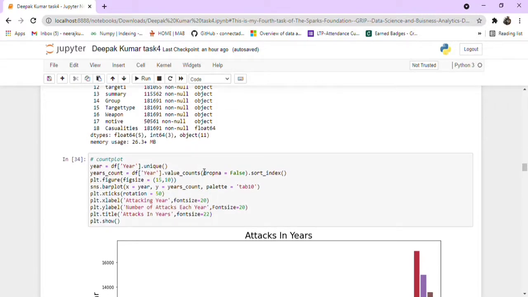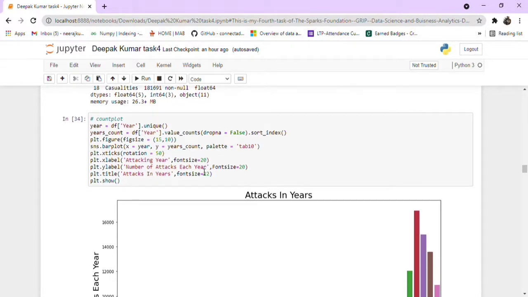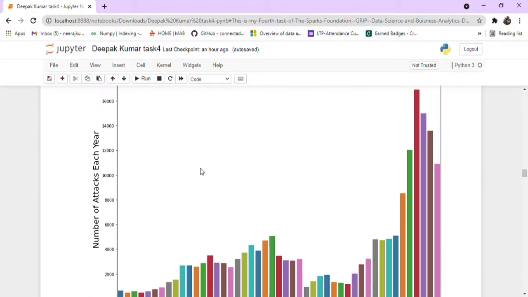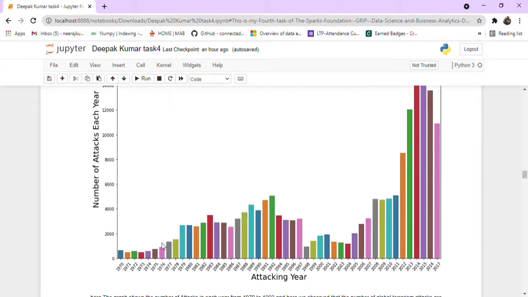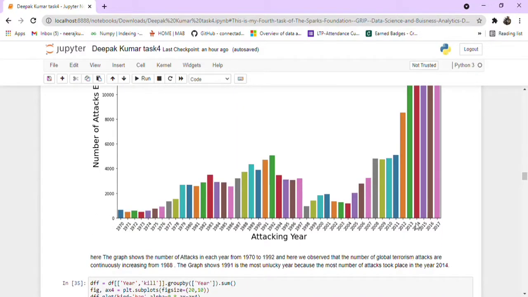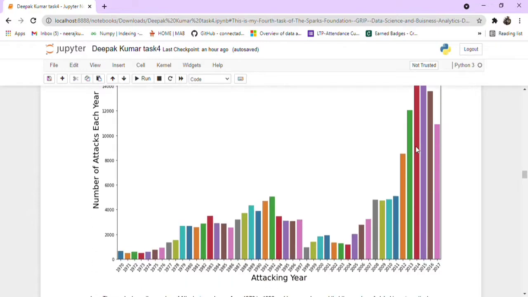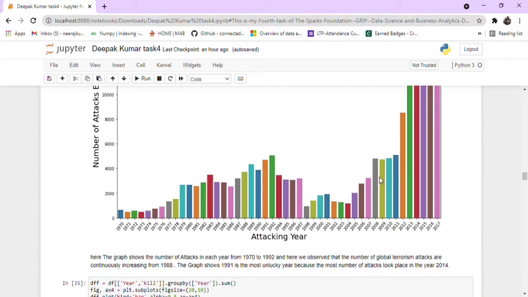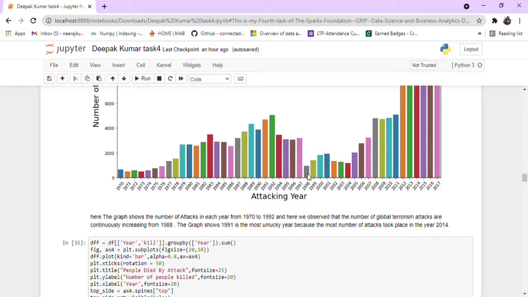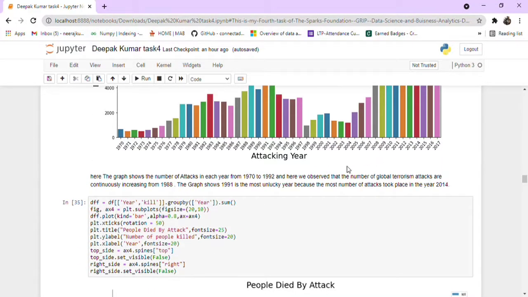In the next step, I drew the count plot: attack year versus the number of attacks each year. You can see that in 1970 there is the least number of terror attacks, but in 2014 the maximum number of attacks happened. This is the information we are getting from this count plot. Also, in 1998 the attacks reduced, but after 1998 there is a sharp increase in terrorist attacks happening all around the globe.